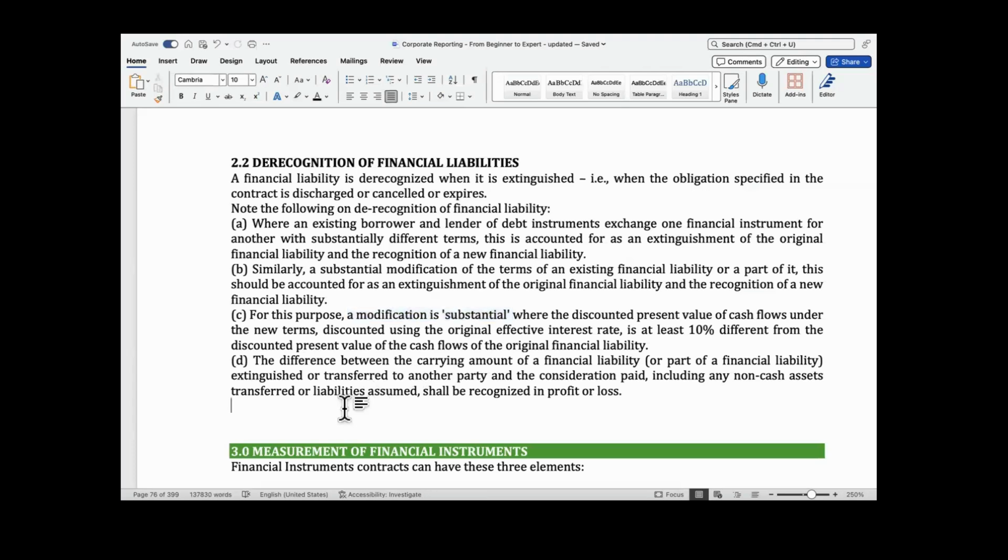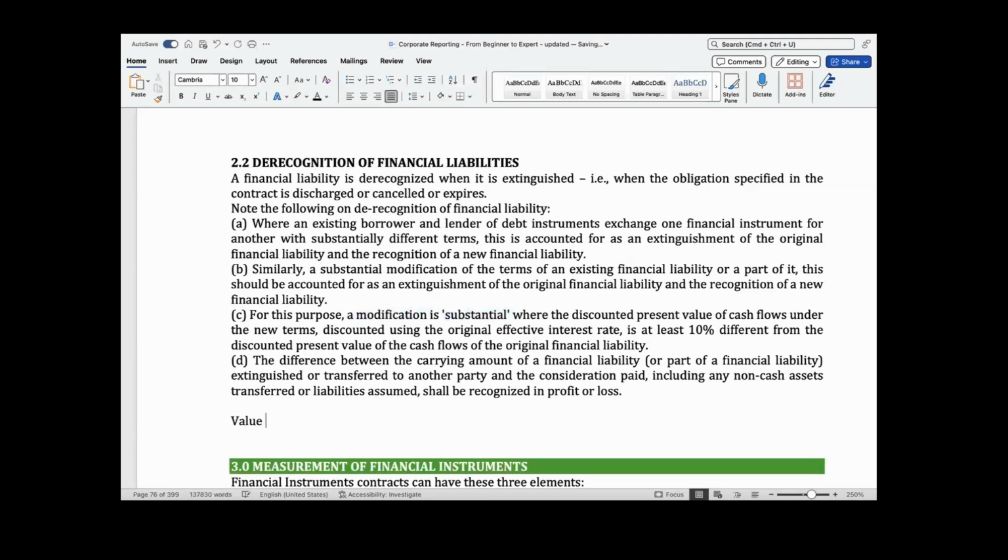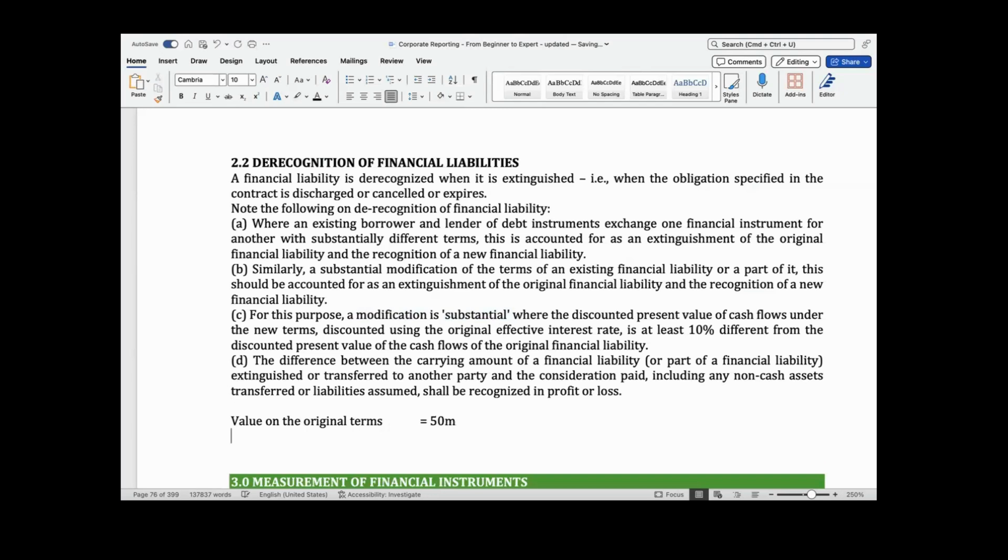meaning that if the value on the original terms is given, let's say, 50 million, and the present value on the modified terms is given, let's say, 60 million, so there's a change in value. We need to check this change in value. The change in value is 10 million in this case.